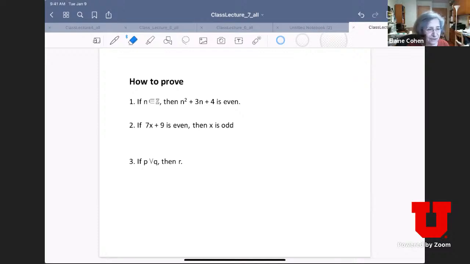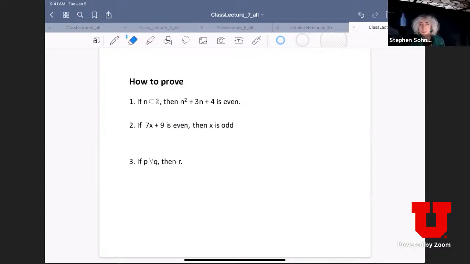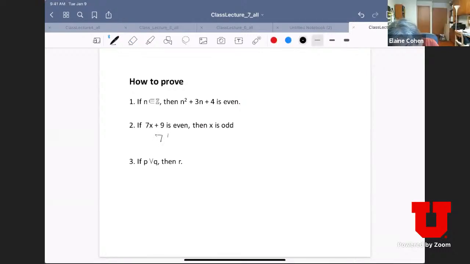Okay, what about number 2? If 7x plus 9 is even, then x is odd. Probably you would do a contrapositive proof. That's possible, but a direct proof would be simpler in this case. How would you do a direct proof? I guess if we know the form of even, we could say 7x plus 9 equals 2k or something, and then algebraically rework it. Yeah, you could say, well, then 7x plus 9 equals 2a.